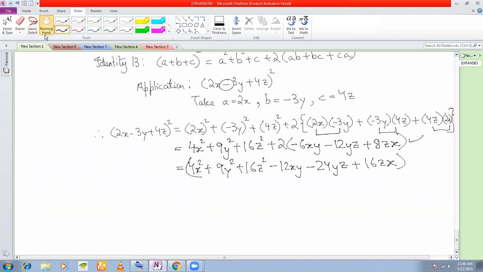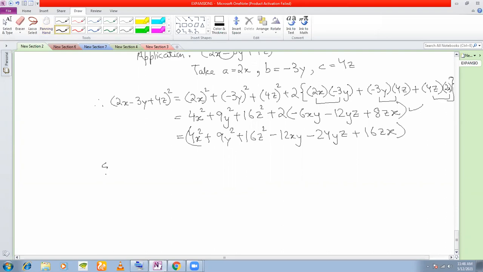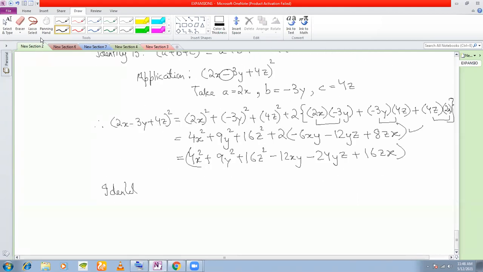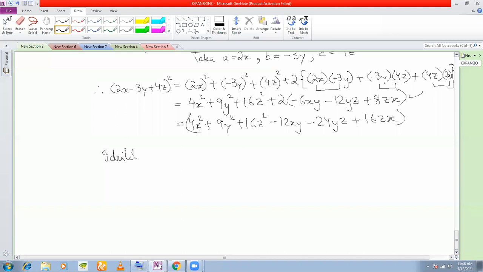And finally, you have the last identity, 14. Identity number 14. 15 I'm not going to show you because 15, as I said, is not a very important identity. If you remember, it will be for your own good. Identity 14 was if a plus b plus c is equal to 0, then a cube plus b cube plus c cube is equal to 3abc. Okay, this was our identity, and we'll see one application of this identity here.